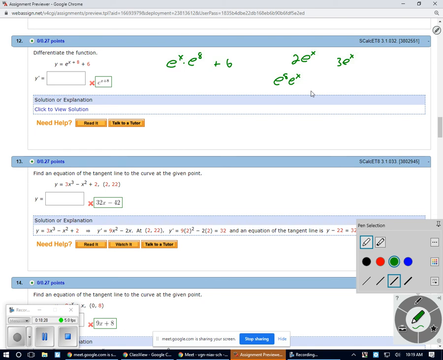Yeah. If that had been a 2x, that'd be e to the x squared, because when you multiply exponents, you're raising the base to a power.